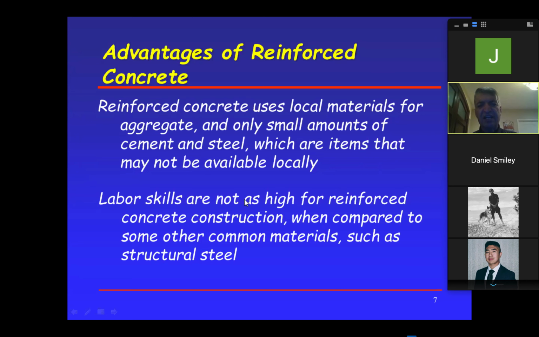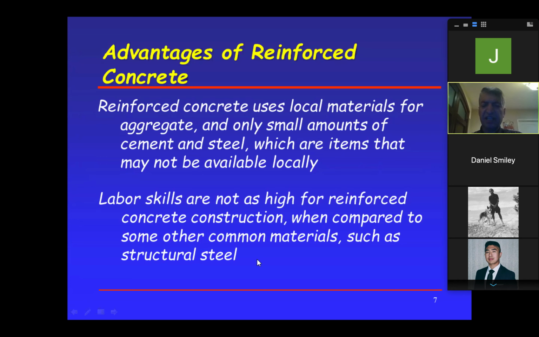Labor skills are not as high for reinforced concrete construction when compared to some other common materials such as structural steel. Everybody can form a box and then put the box vertical and fill it with concrete. But not everybody can go and build a 2-3 story building made out of structural steel. It needs more experience, more professional trained people, more equipment. So that's why, again, in third world countries, you will see more concrete because the labor skill is not as high as other material.